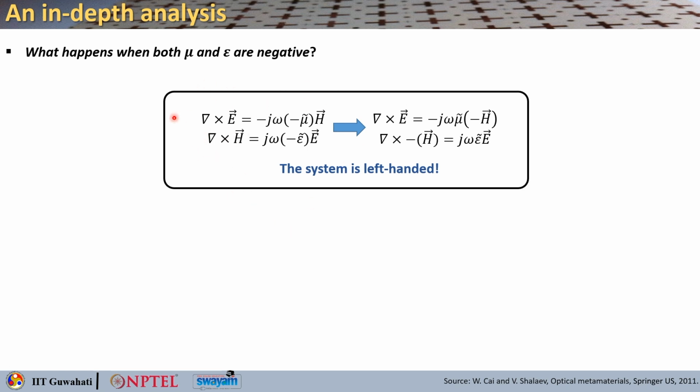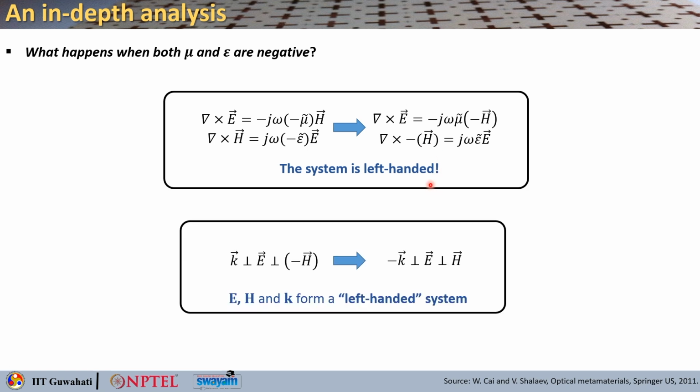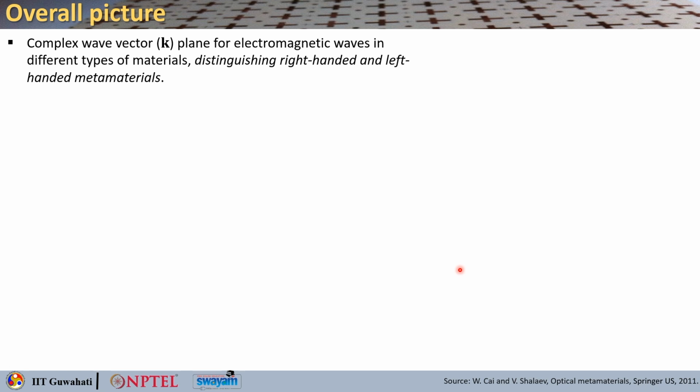First of all, we understood from Maxwell's equations that when mu and epsilon are both negative, the signs can be adjusted into the fields, and that will basically change your system from a right hand system to a left hand system. So, you are basically getting E, H and k to form a left handed system. That is coming from this. This is the right hand system, this is the left hand system. So, let us discuss the overall picture of this.